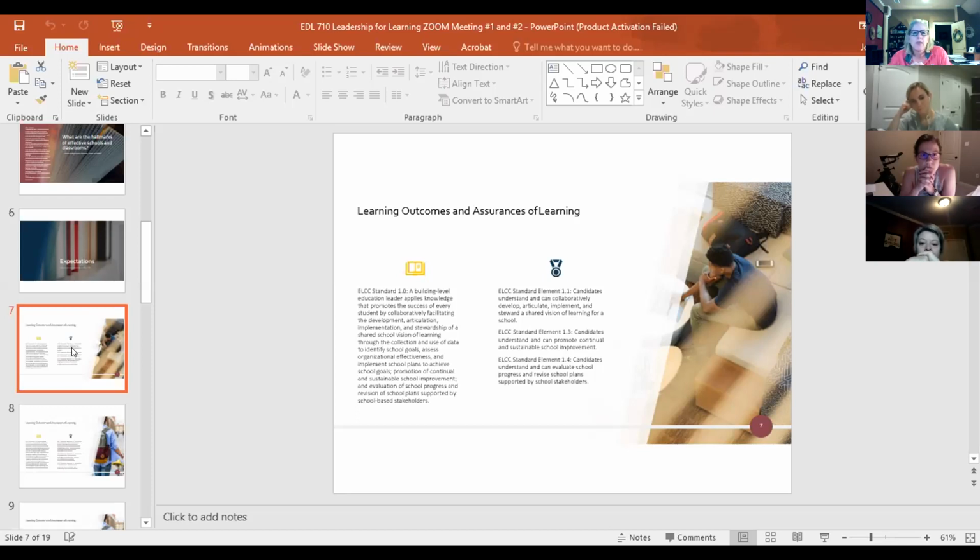Let's look at the second one. Candidates understand and collaboratively develop, articulate, implement, and steward a shared vision of learning for a school. That is actually what is under the one you just read. So you have the standard 1.0, then you have substandards. What they've done is they've broken these down into more discrete pieces. So under the one that looks like the blue metal thing, standard 1.1, how many concepts do you see here?